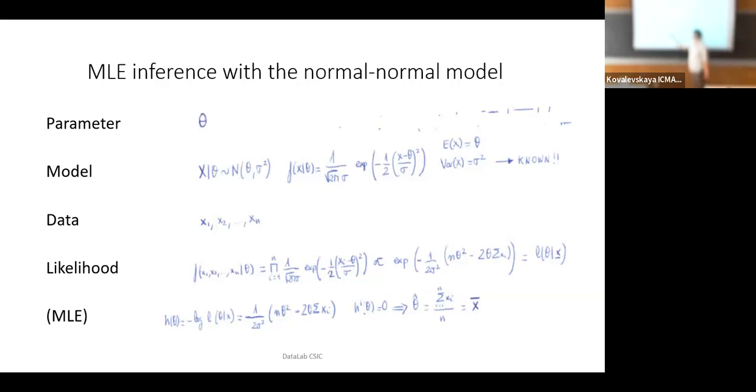We get data, and the first thing we need to do is get the likelihood, which in this case is quite standard. We multiply these densities and remove everything which does not depend on theta, so it is proportional to this quantity. Then we typically compute the logarithm of the likelihood and optimize. Basically, that's what we've been doing in the course. We check whether this is a maximum, and in this very classical case, the maximum likelihood estimate is this.